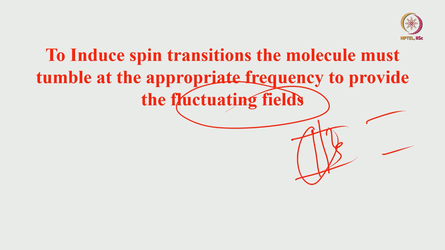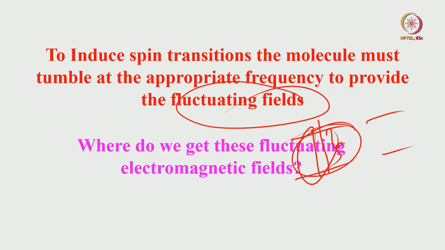Then what is the tumbling frequency? It should match with this. When the tumbling frequency matches with this energy separation, then spins will undergo transitions. So, this is the important thing. The dipolar fluctuating field should match with this energy separation.